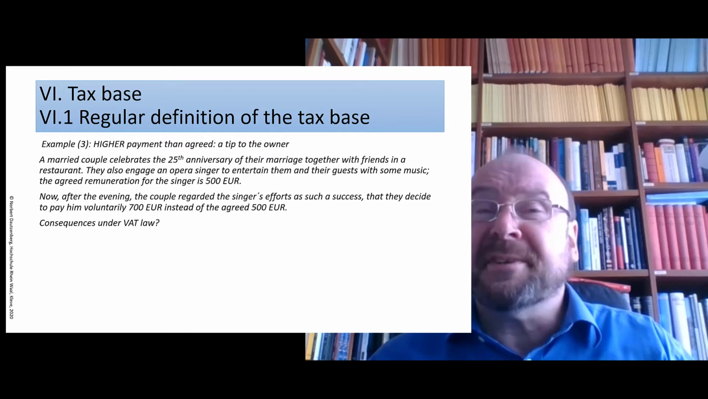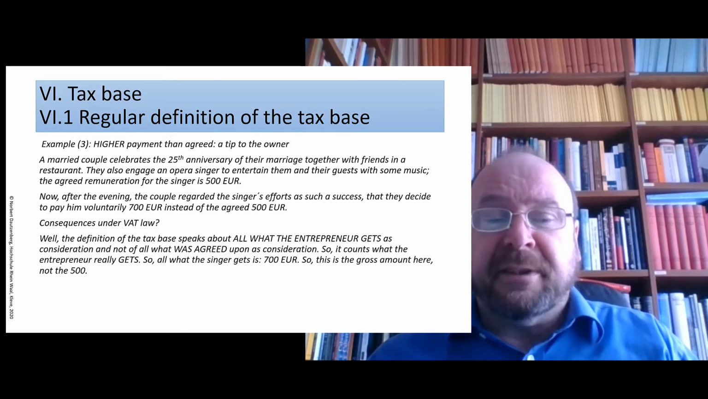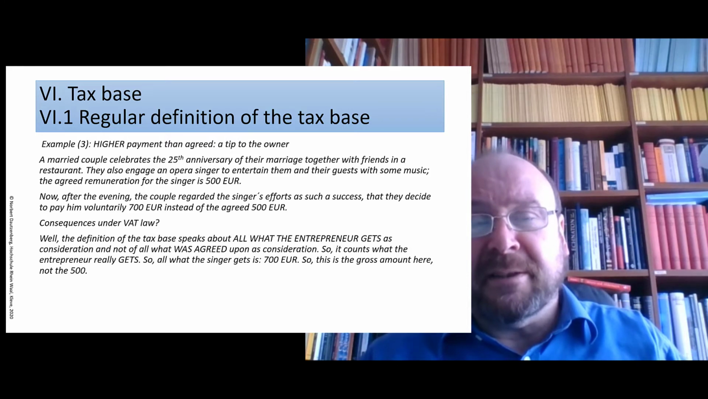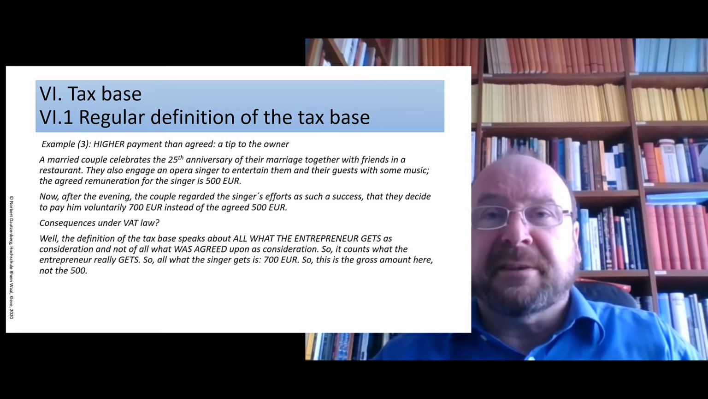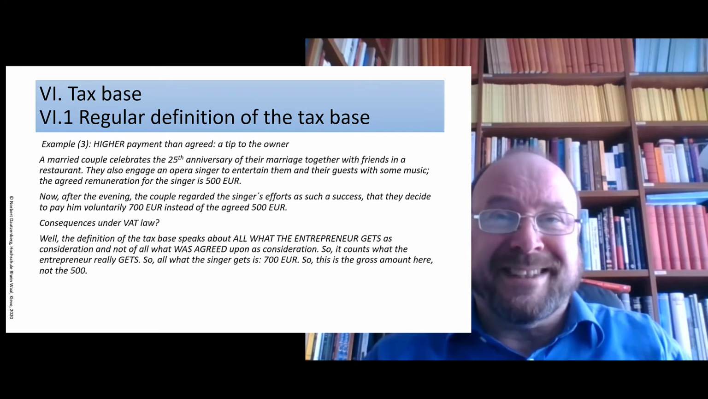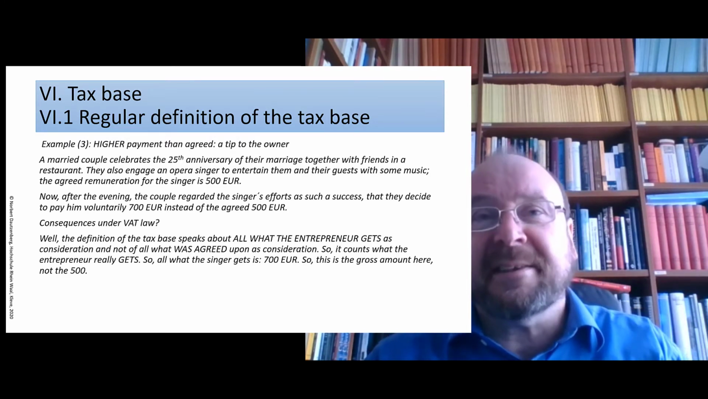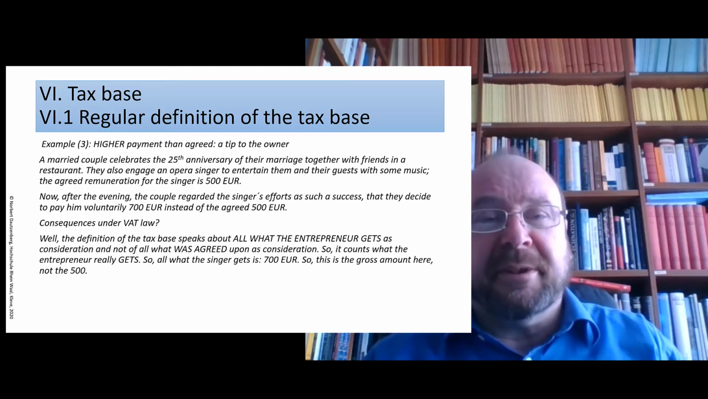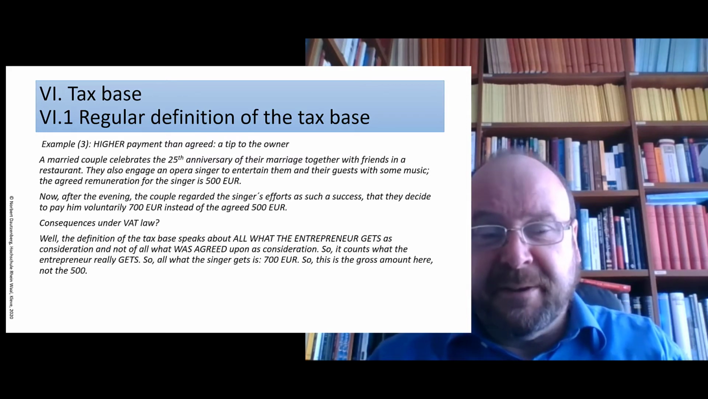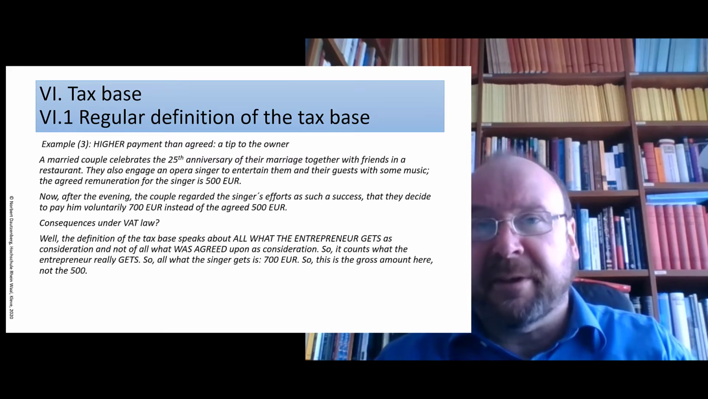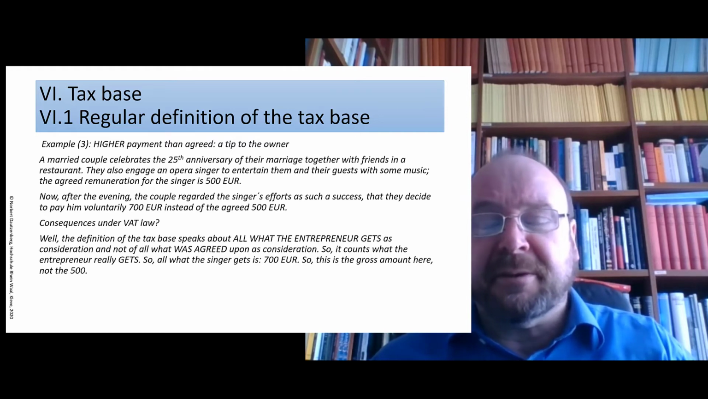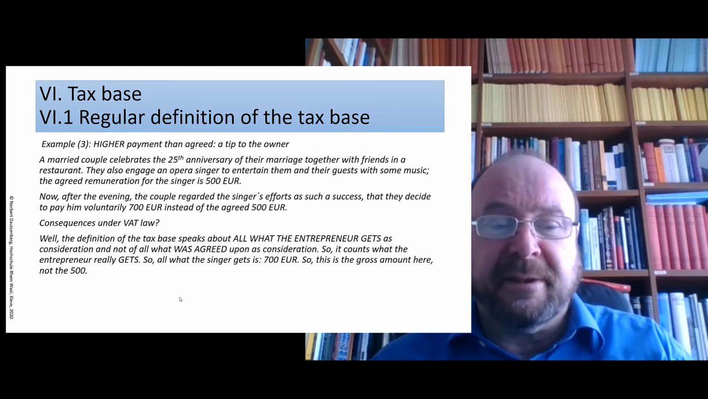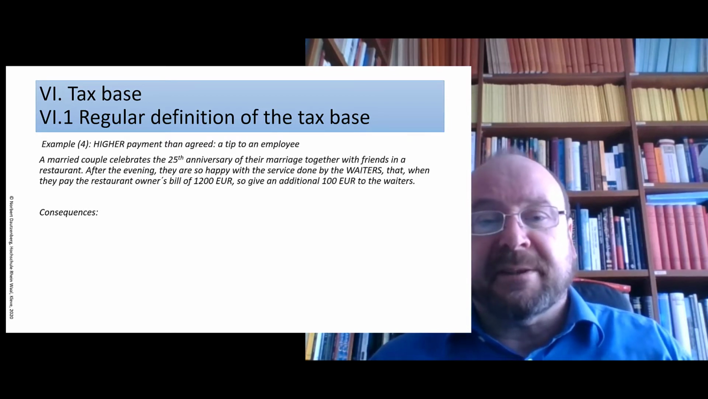Now, consequences under VAT. The definition of the tax base is clear and leaves no doubt. The tax base is all what the entrepreneur gets and not what he or she has to get under the contract. So the gross amount is what he gets for the service rendered, so singing, and so what he really gets is 700, not 500. So everything is perfectly clear. 700 is a gross amount, and so we use that to calculate the net amount, plain and simple.